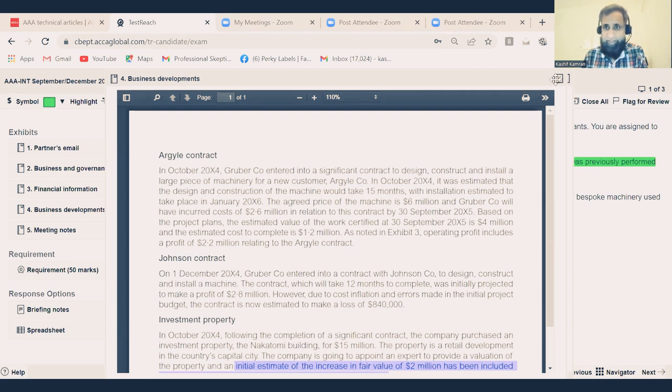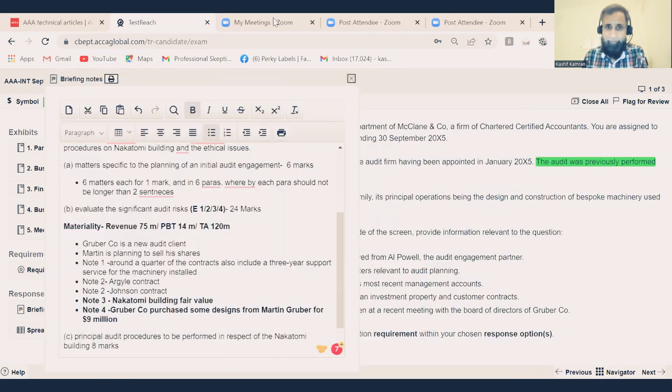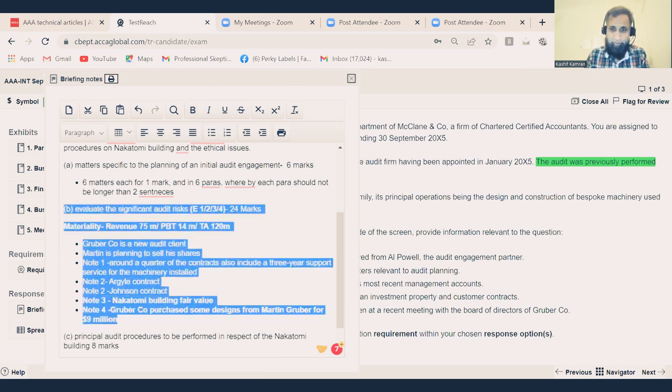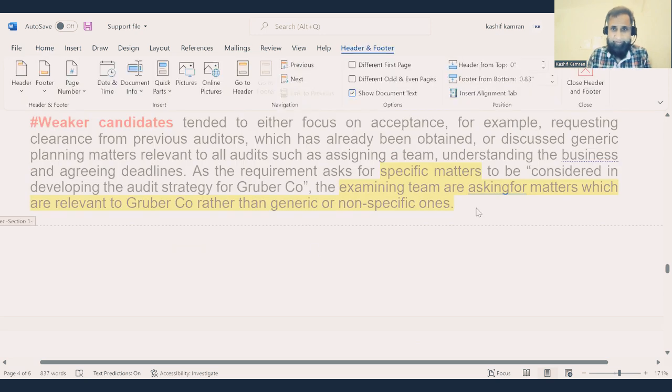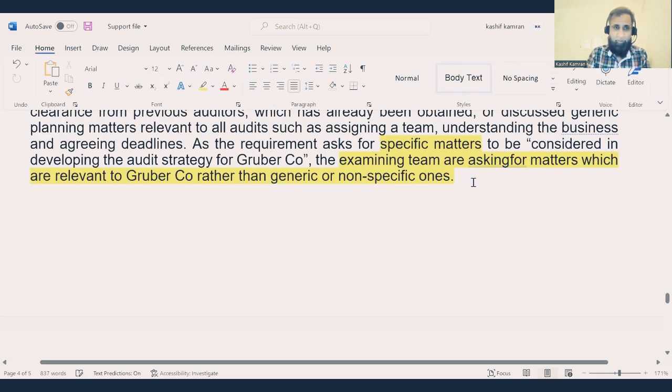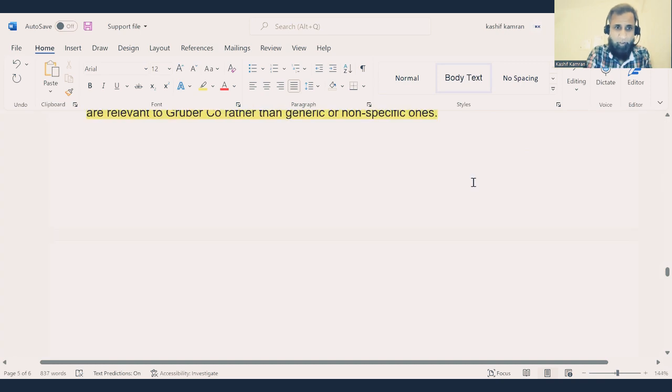Okay, so that wraps up exhibit number 4. Back to my briefing note. Can you see the number of risks we have identified on the briefing note now? Evaluate the significant risk. If I can just copy this from here and take it onto my Word file for a proper answer plan, Control C, and I take it onto my support file where we are working post break in the second part, the answer with the examiner comments, interesting examiner comments.